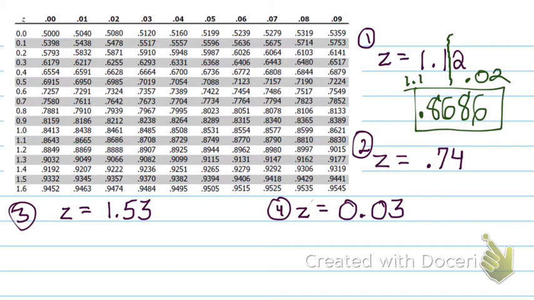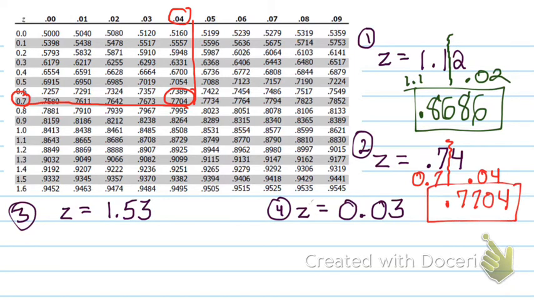If my z-score value is 0.74, like I said before, you want to split it after that tenths place. So I'm looking at it in 2 parts, 0.7 and 0.04. So I'm going to look down the left side for 0.7, which is right here. And then I'm going to look across the top for 0.04, which is right here. Find where they meet at. And the probability is 0.7704. And that's it. Let's look at another example.